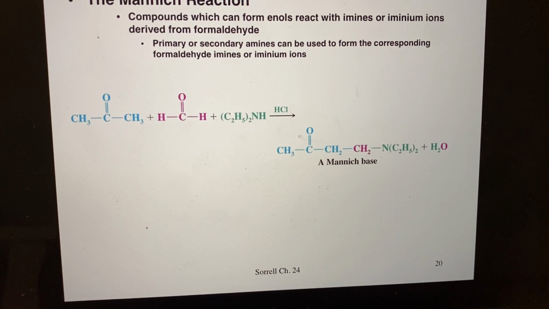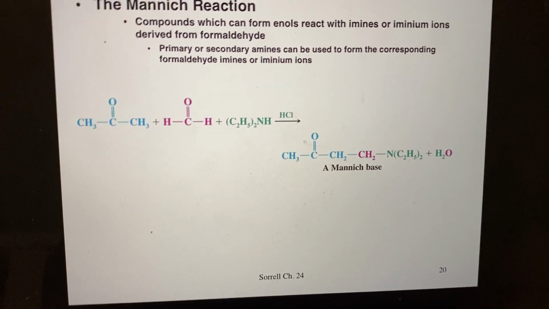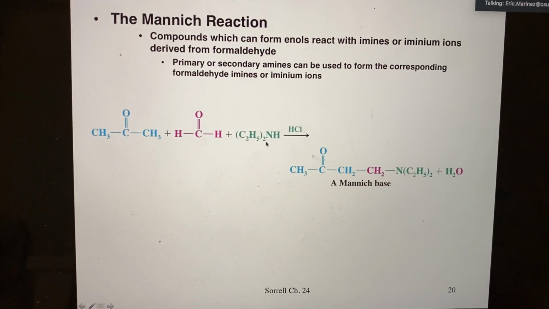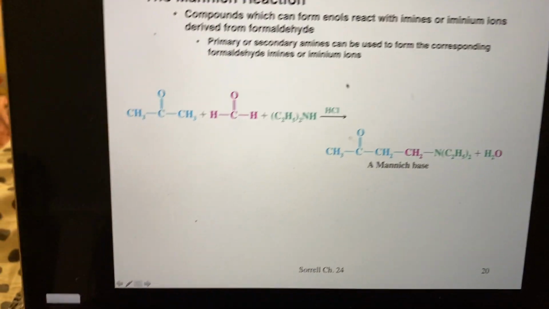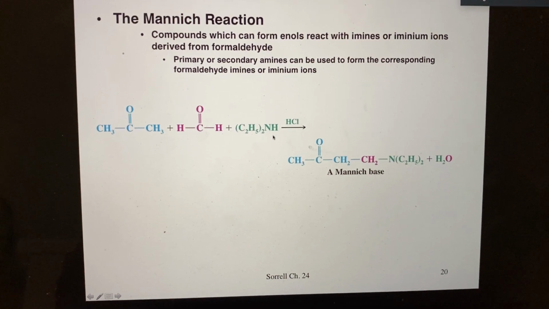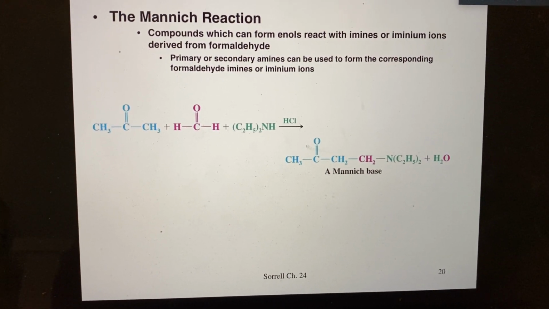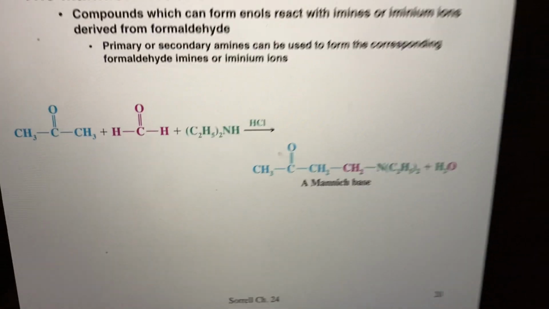In this reaction, what you have is, again, an aldehyde and a ketone, and you have a secondary amine with catalytic amounts of acid. Okay, so there are things I need you to think about here, and some of the things I need you to think about is the following.